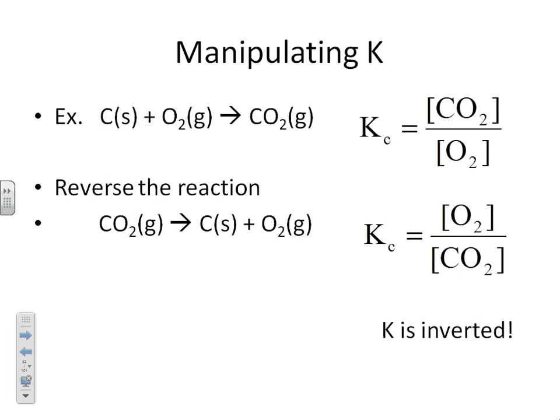You can't have a negative amount of product. You can't have a negative amount of reactant. It's always going to be positive. But we can flip the fraction, which is exactly what we're doing, right? We reverse the reaction, we flip our value for K. We would just do 1 over K, and that would be the new Kc value.